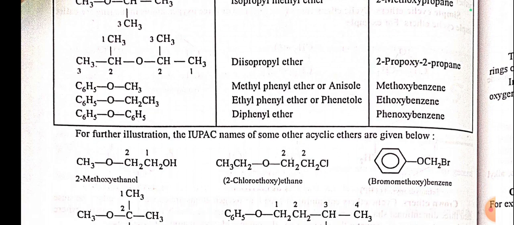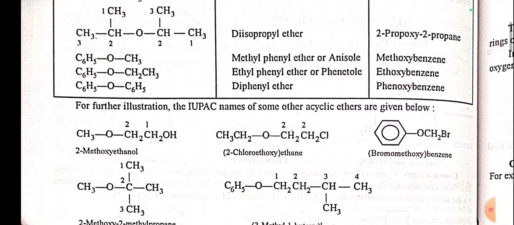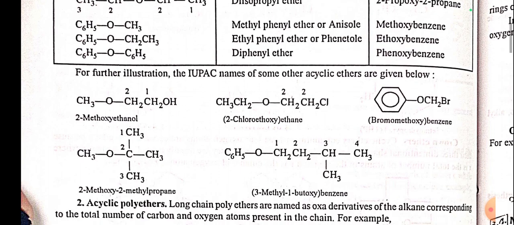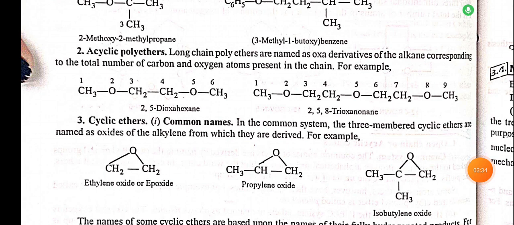For further illustration, the IUPAC names of some other ethers are given below: 2-methoxyethanol, 2-chloroethoxyethane, bromoethoxybenzene, 2-methoxy-2-methylpropane, 3-methyl-1-butoxybenzene. Acyclic polyethers. Long-chain polyethers are named as dioxa derivatives of the alkane corresponding to the total number of carbon and oxygen atoms present in the chain. For example, 2,5-dioxahexane, 2,5,8-trioxanonane.